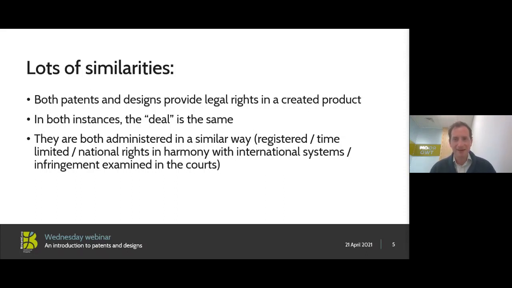And there's also an international system for design registrations called the Hague system, which I'm not really going to dwell on today, but it allows you to make multiple applications in one go.